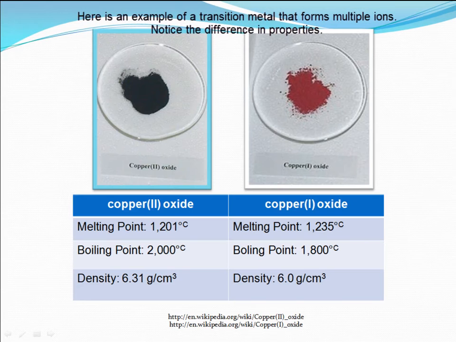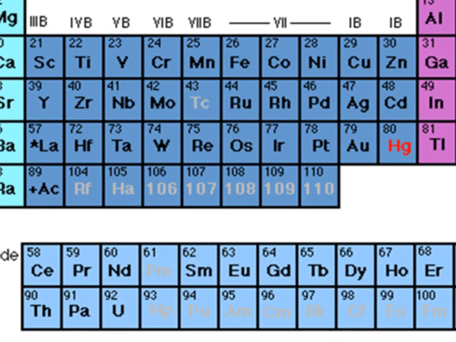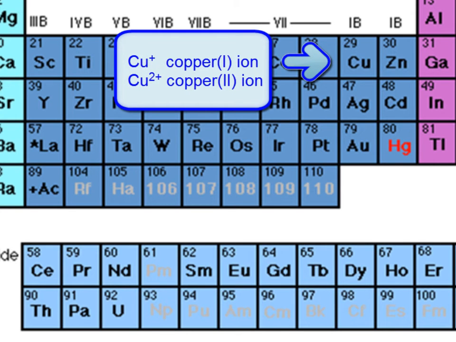Compounds formed from these elements will have different properties. In order to specify an element's oxidation state or oxidation number, you must use a Roman numeral in parentheses. Going back to the previous example, Cu+ is copper 1 ion and Cu2+ is copper 2 ion.